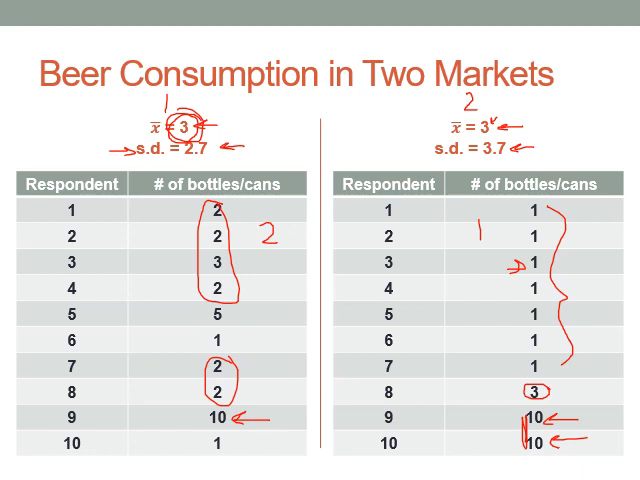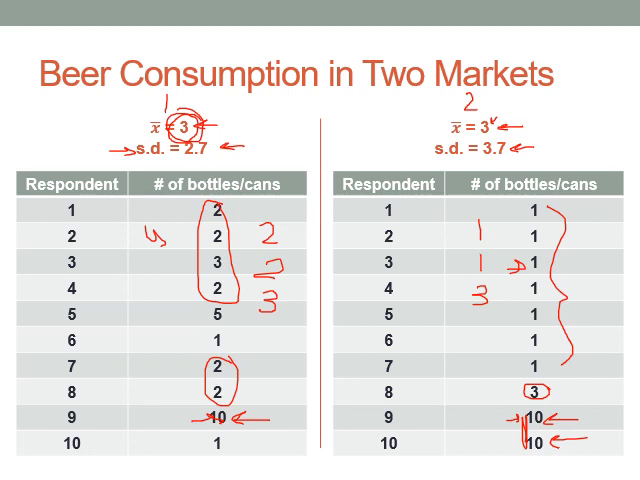Here, the median would have been 1. The median over here probably would have been 2. All right, but the mean in both cases is 3 because the mean is getting pulled in the direction of these outliers. The standard deviation is giving us this information that over here in market 1, most people are answering around that mean, whereas over here in market 2, there's considerable variation. All right, people are giving answers that deviate from that mean.